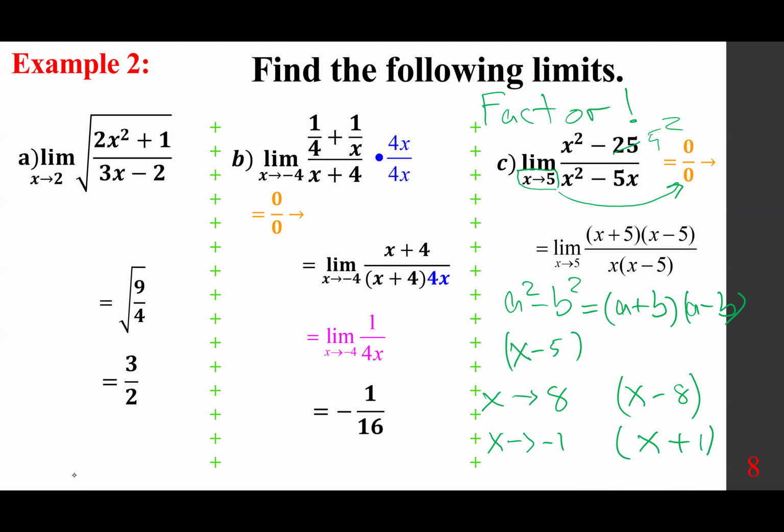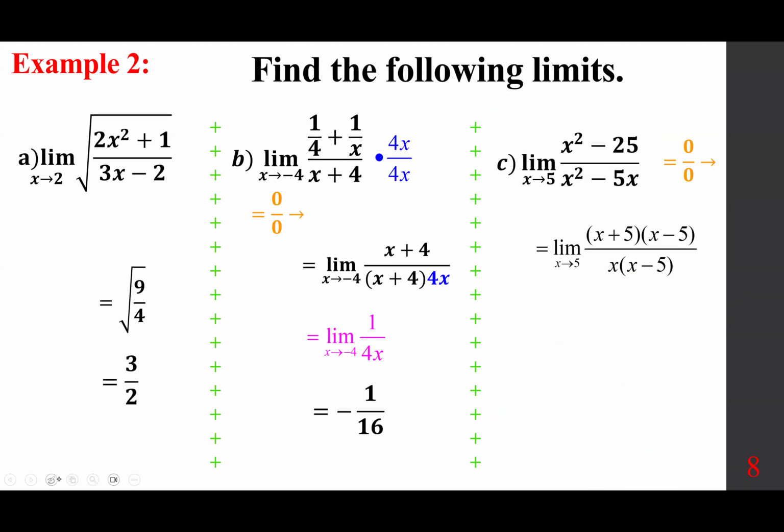X minus 5 cancels out x minus 5. And the limit of x plus 5 over x as x approaches 5. Now, if we plug in, we get 10 in the numerator, 5 in the denominator, and the answer is 2.